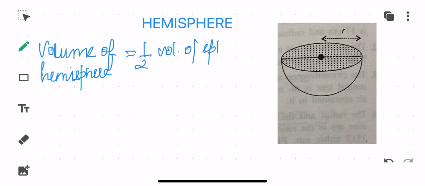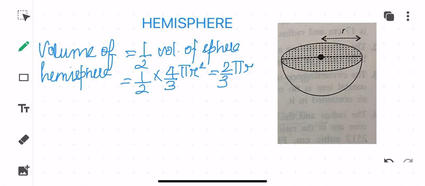Okay, so what is the volume of sphere, children? We have calculated for a sphere, the volume is equal to 4 upon 3 pi r cube. So if you are taking half of this, this is going to be equal to 2 upon 3 pi r cube. So this is our volume. Then next, what do you have to calculate? You need to calculate the surface area.